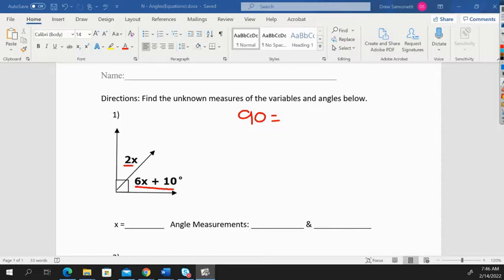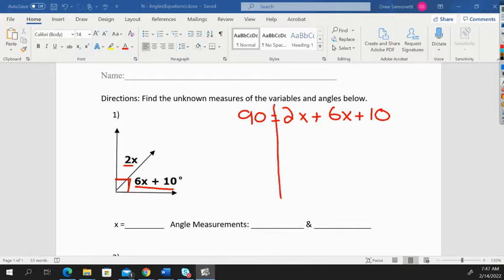So if we add them together, we know they make 90 because we can see that little red square in this corner. So all I'm going to do is say 90 equals 2x plus the other angle, 6x plus 10. Now all I need to do is find x, and I can find my angle measurements. So let's put our bar down and solve the problem.